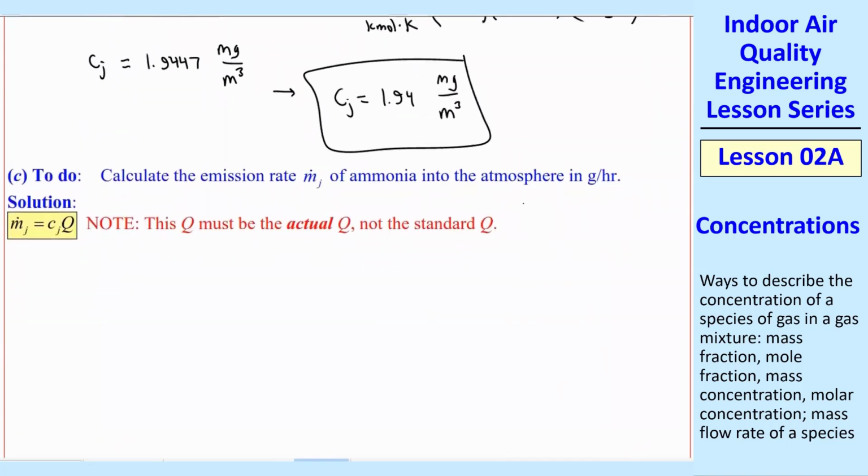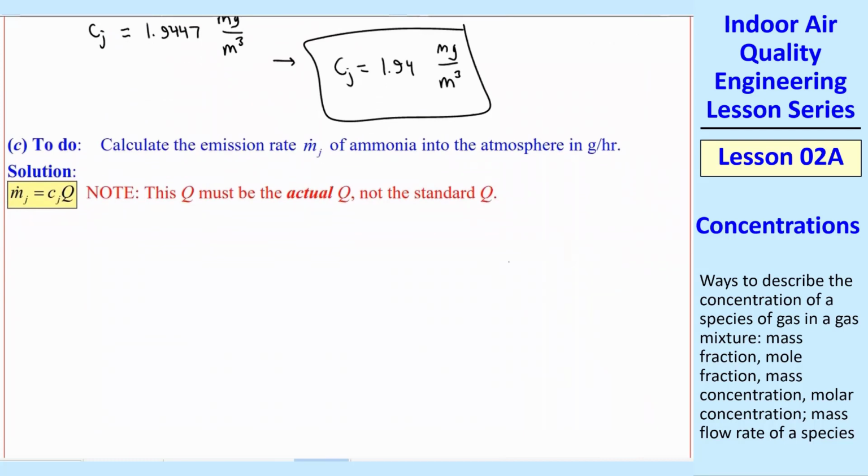All right, finally, let's calculate the emission rate into the atmosphere in units of grams per hour. So here's my equation, m dot j is Cj Q, and I put in red here, this again has to be the actual Q, not the standard Q. So make sure you use the proper flow rate.